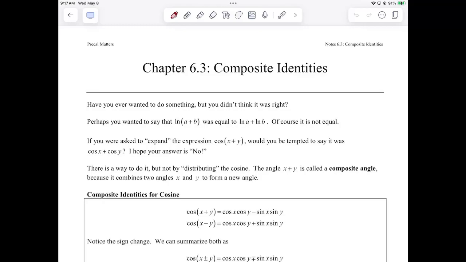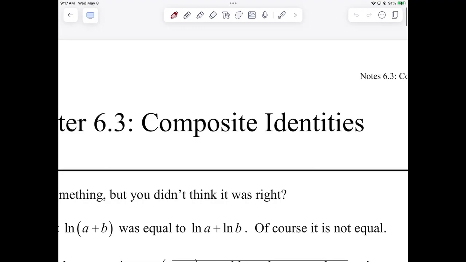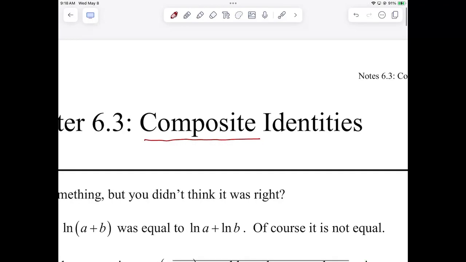So section 6.3, we're learning one new set of identities. One new set of identities, and they're called the composite identities. What does composite mean in general?